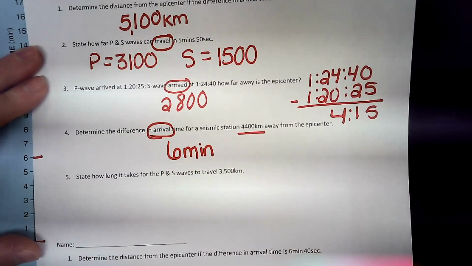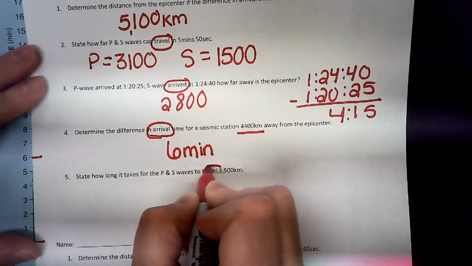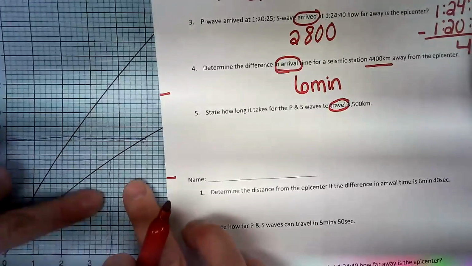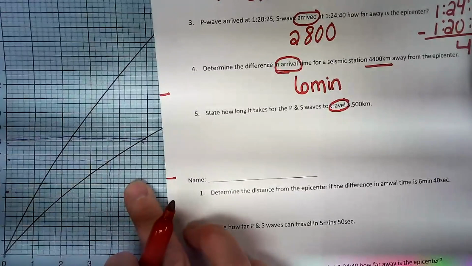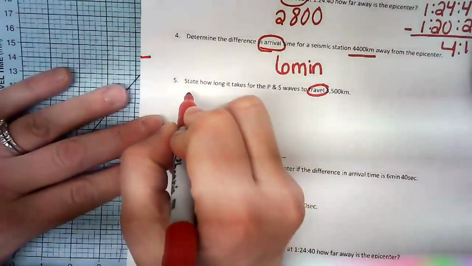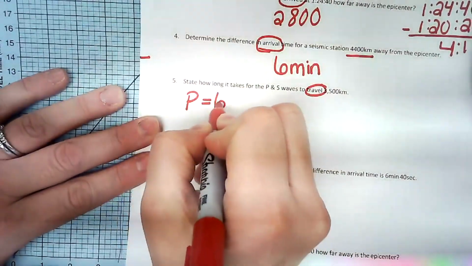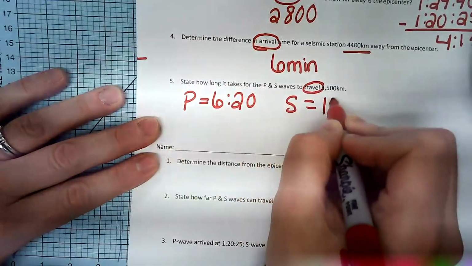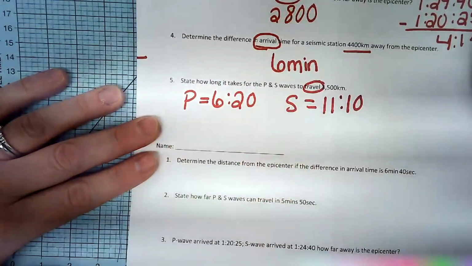And then number 5 is a travel, so no scrap paper required. Go to 3,500, go up till you hit the line, read over, you get 2 separate answers. For the P wave, I got 6 minutes and 20 seconds. And for the S wave, I got 11 minutes and 10 seconds.